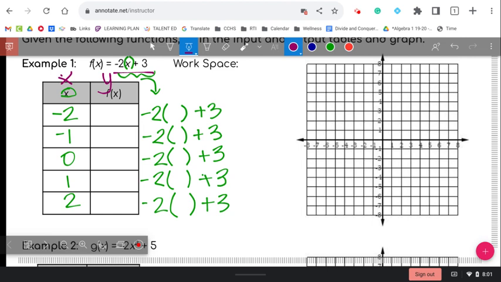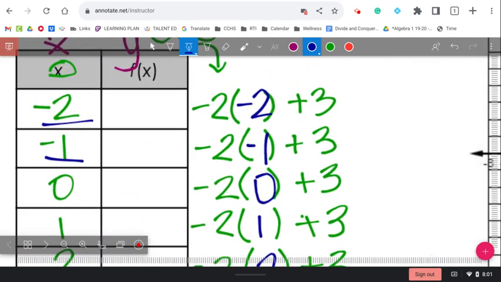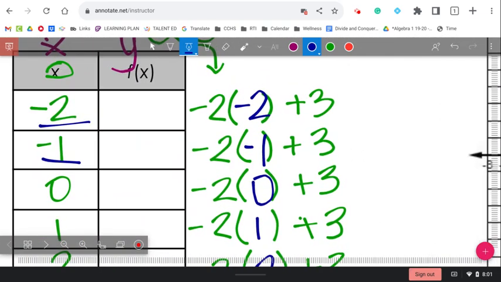So now we're going to take each of these x values and plug them into the parentheses. The first one is negative 2, so we're going to plug in negative 2. Second one's negative 1, so we plug that in right there. 0, 1, 2. Now, once you do that, you can put this into your calculator exactly like this. You're going to have negative 2, remember to use the negative sign, parentheses, negative 2, close parentheses, plus 3. You can put that in your calculator exactly like that.